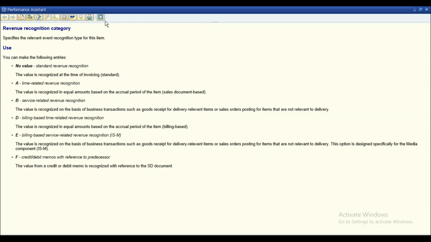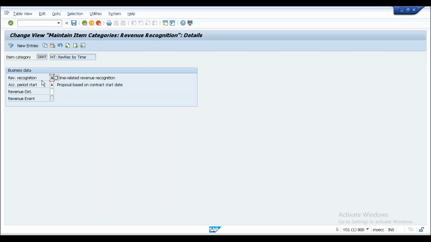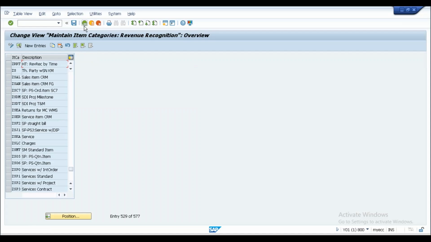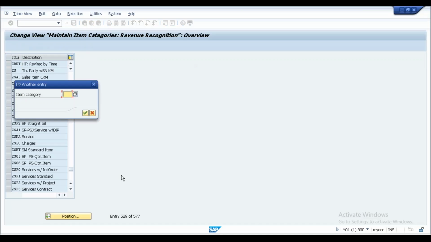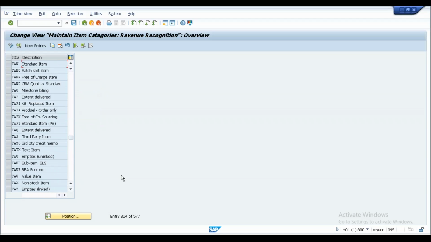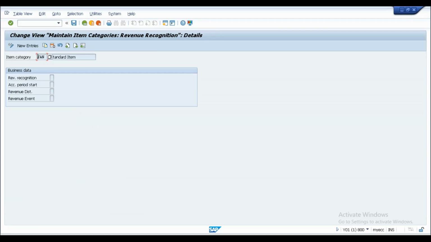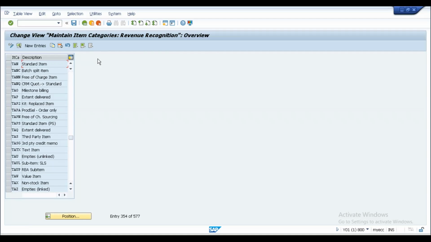So you will find some of the item categories. Which one do you normally use for normal sales order? Anyone, if you can tell me? TAN, which is a standard item. All right, so whatever item categories you use for your normal sales order processing, you will find this is blank. This means no revenue recognition applicable. It is very straightforward. When the billing is done, revenue will be recognized automatically. Okay, so these settings will only come for item categories which you are using for this kind of contracts, not for the standard sales orders.